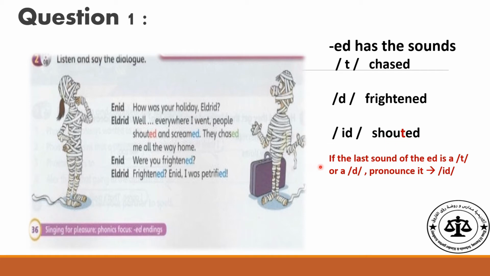Here we have a note. If the last sound of the verb is a T or a D, pronounce the ending ed. Look at this verb, shout. This verb ends in the letter T. So, إذا الفعل انتهى بـ letter T or D, we pronounce the ending of this verb اللي هي ed, shouted.